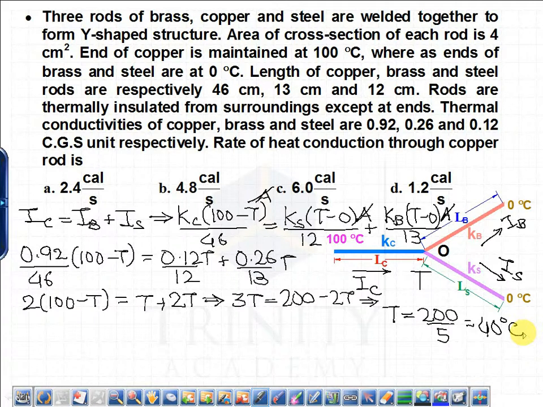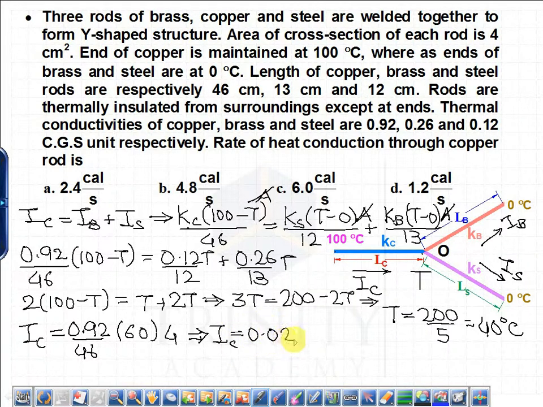Now we require to calculate the heat current in the copper rod. So if we want to get the heat current in the copper rod, we will write the heat current in the copper rod is equal to, using this expression, Kc, that is 0.92, divided by 46 into (100 minus T), that is 40, that would be equal to 60, into area, that is again in CGS 4 centimeter square.